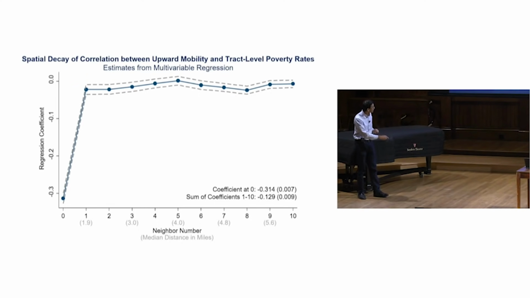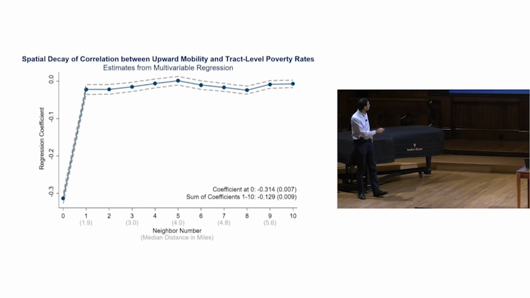And so we're looking at the 10 closest census tracts here, and think of each dot as basically telling you the correlation between poverty rates in that census tract and upward mobility in the original given census tract that's at point 0, okay?